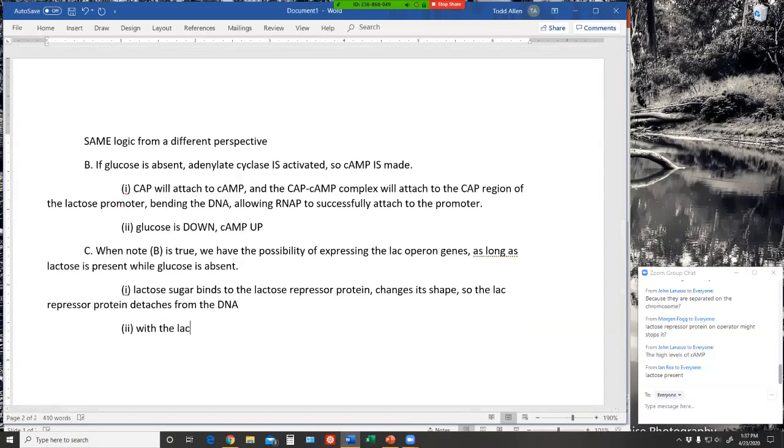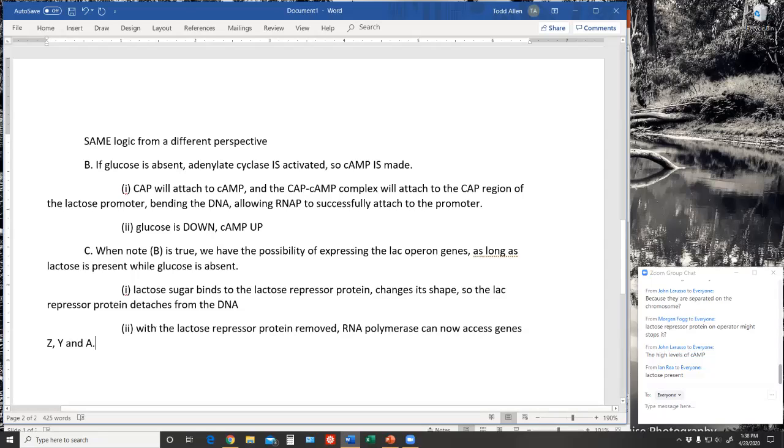With the lactose repressor protein removed, RNA polymerase can now access genes Z, Y, and A. Okay, questions right now? All right, I think we've got it, okay?